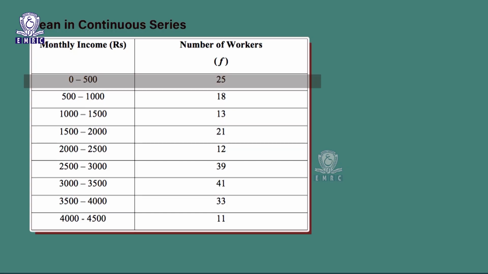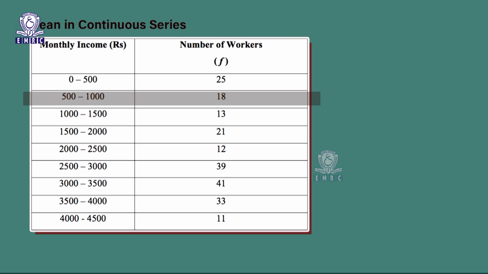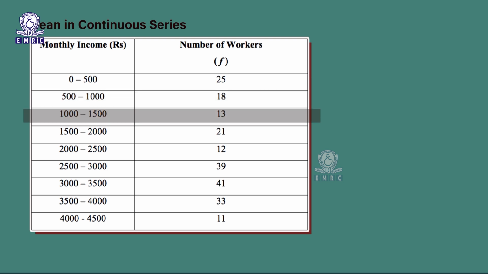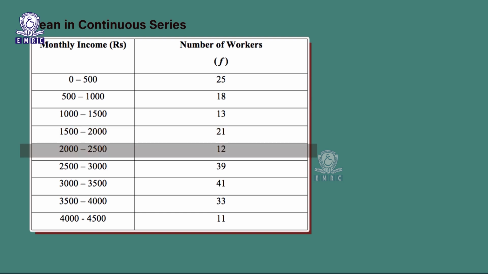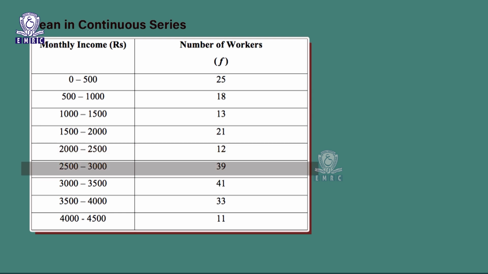Now, let us take a problem in order to understand it deeply. If we see, there are 25 workers whose monthly income is between 0 rupees to 500 rupees. Then there are 18 people whose income ranges from 500 rupees to 1000 rupees. There are 13 people whose income is between 1000 and 1500 rupees. 21 people's earnings are between 1500 to 2000. 12 workers earn between 2000 and 2500. 39 workers earn between 2500 to 3000.